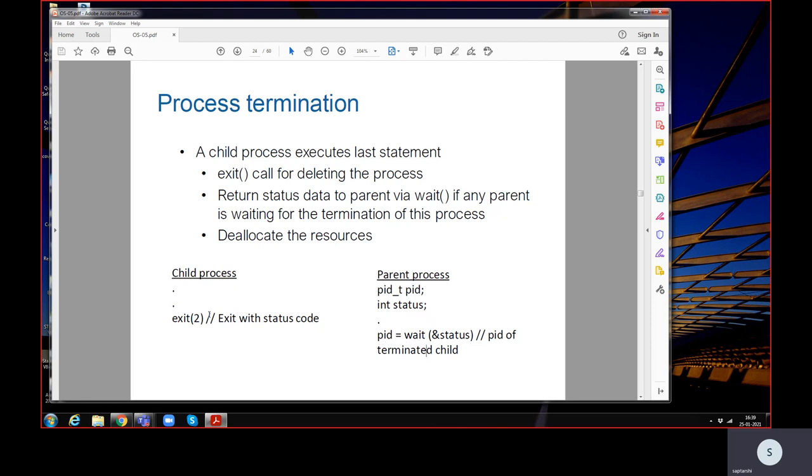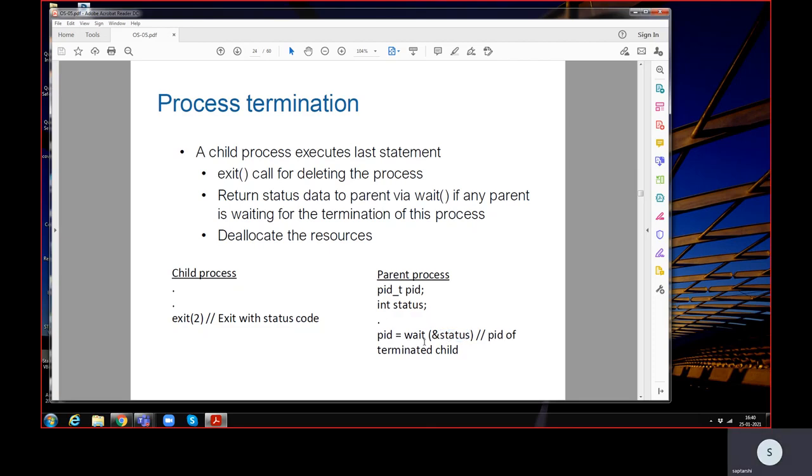Also, the child here, while doing exit, it can send a code back. So exit 2. You must have many times written exit 0 or exit 1. So this is a code which the child wants to send back to its parent. That value is filled in status.